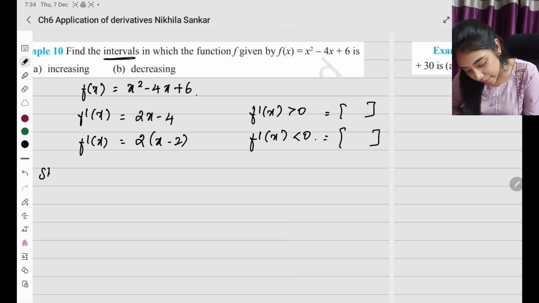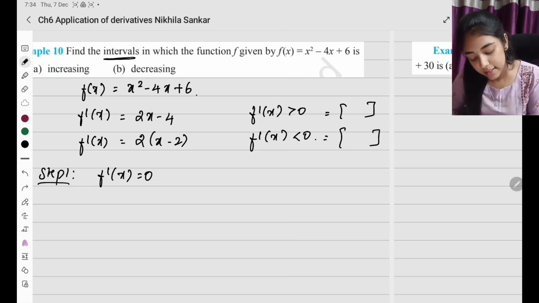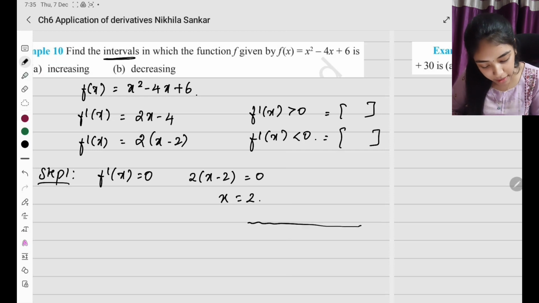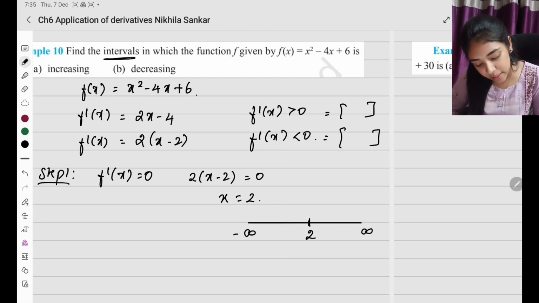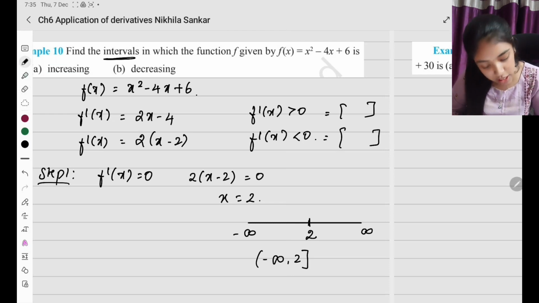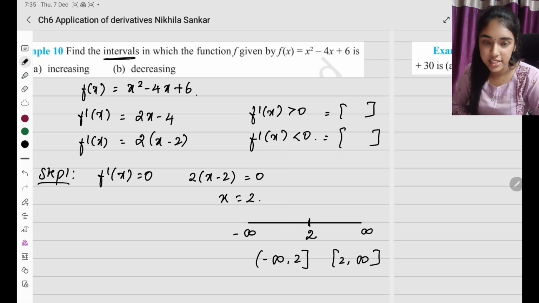My first step is to put f dash of x equals 0. So I have 2 times x minus 2 equals 0, which means x equals 2. So in my number line, I have minus infinity, plus infinity, and in between I have 2. So I have the interval minus infinity to 2, and 2 to infinity. I have two different intervals. I have to find out where it is increasing and where it is decreasing.